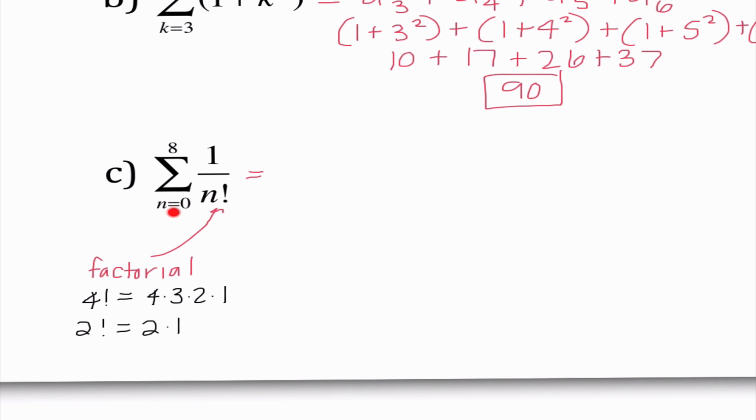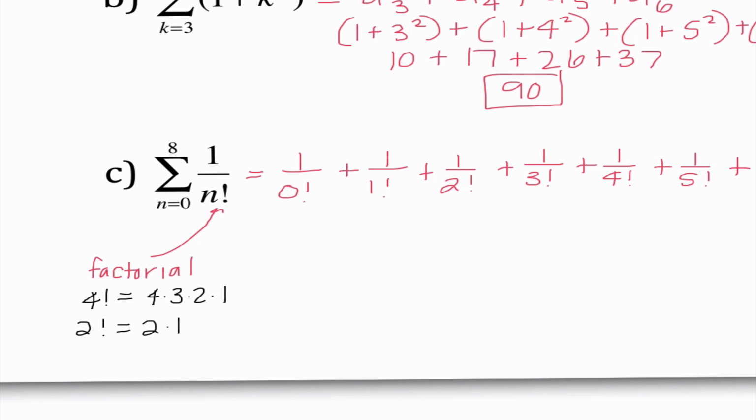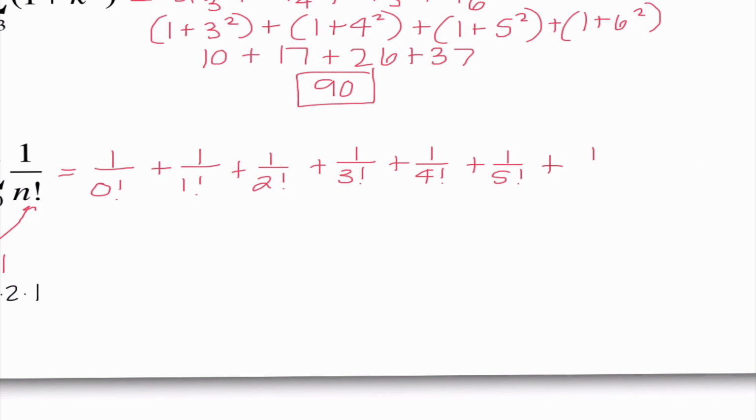it's telling me to start with our 0 term. So I'm going to have to do 1 over 0 factorial plus 1 over 1 factorial plus 1 over 2 factorial plus 1 over 3 factorial plus 1 over 4 factorial plus 1 over 5 factorial plus, we're going to 8 here, 1 over 6 factorial plus 1 over 7 factorial plus 1 over 8 factorial.